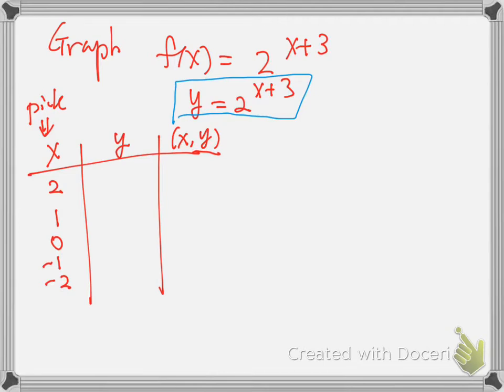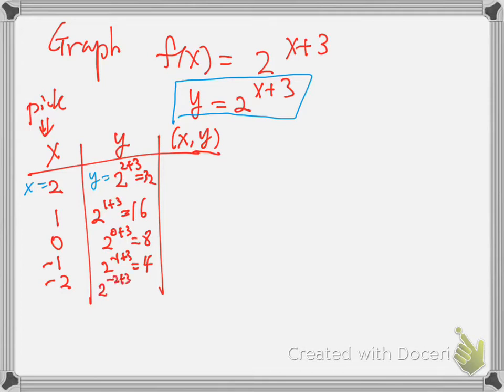So when x is 2, y is 2 to the 2 plus 3's power, which is 2 to the 5th power, is 32. When x is 1, we got 2 to the 1 plus 3, this is 16. And then 2 to the 0 plus 3's power, 8. Then -1 plus 3's power, 4. And the last one is -2 plus 3's power, so this is 2 to the 1st power, 2.